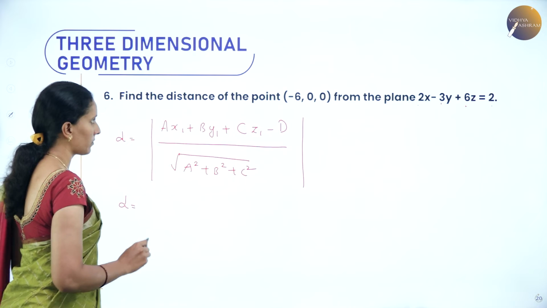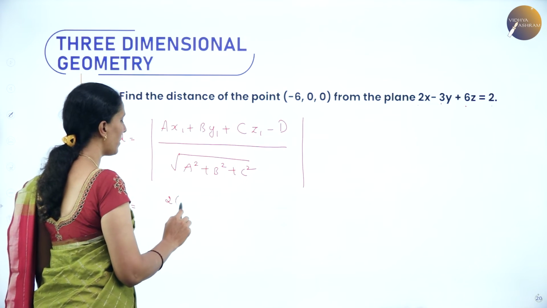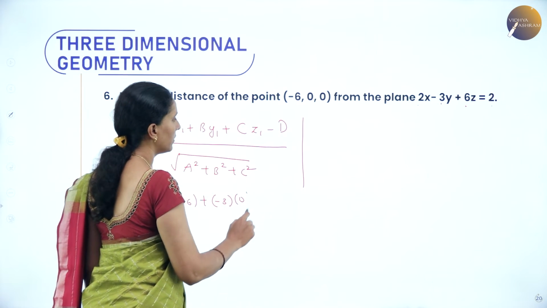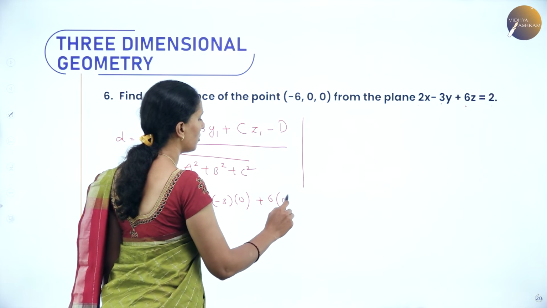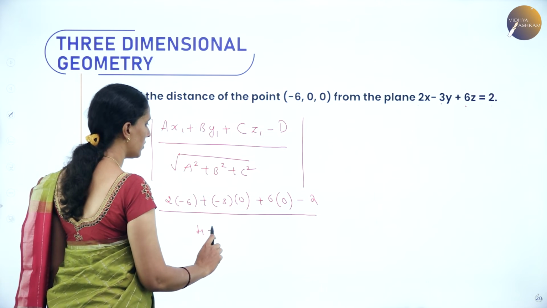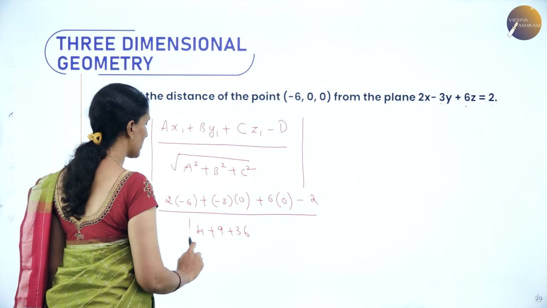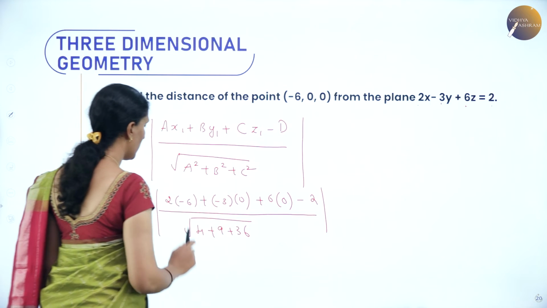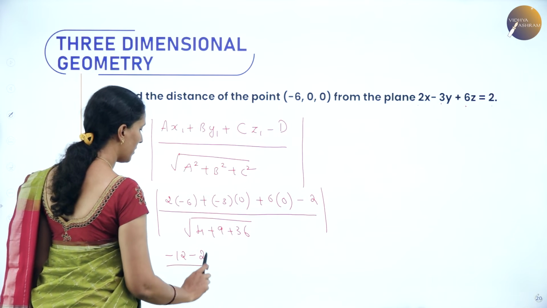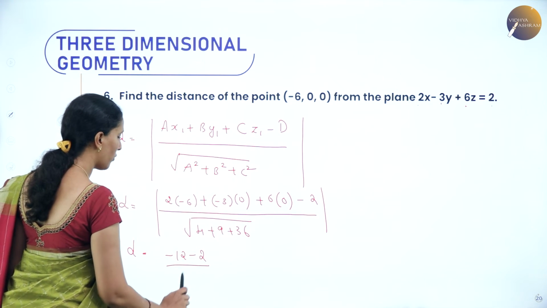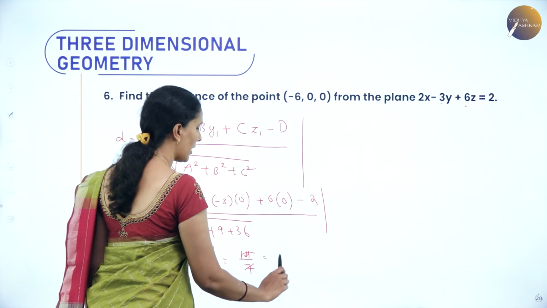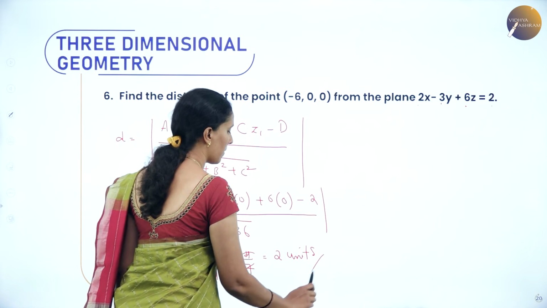So d is equal to a is 2, 2 into -6, plus b is -3 into 0, c is 6, 6 into 0, d is 2, minus 2, divided by 2 square 4, 3 square 9, 6 square 36, square root. So here we have d is equal to -12 minus 2 divided by square root of 49, which is 7, and the magnitude we will get is 14 by 7. So when you cancel, the answer is 2 units.